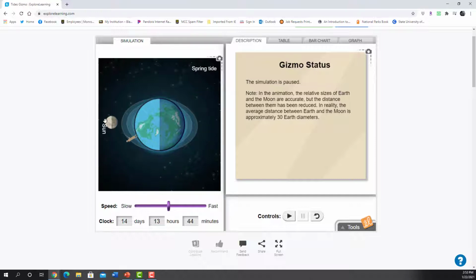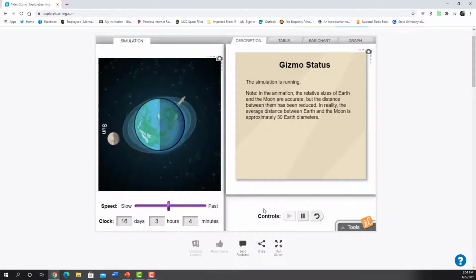So it's spring tide here, right? And then it's also spring tide where we started, which was here. And that's because the moon and the sun are both pulling in this general direction. So if there's a neap tide here, similarly, there's going to be a neap tide right here.